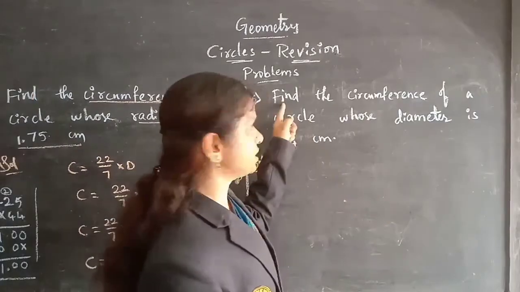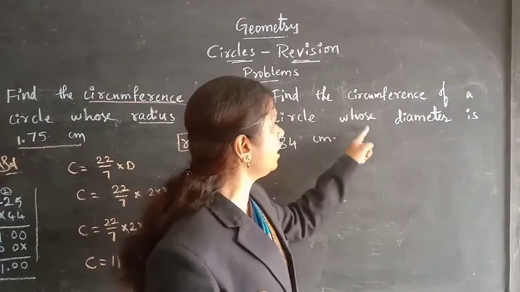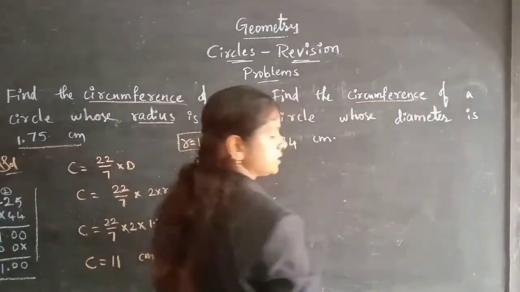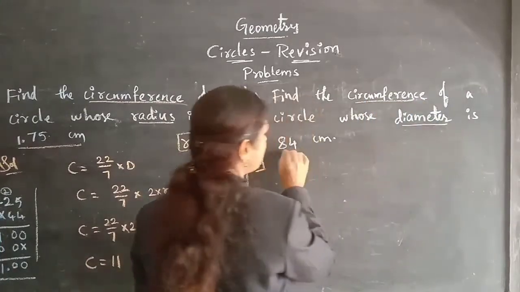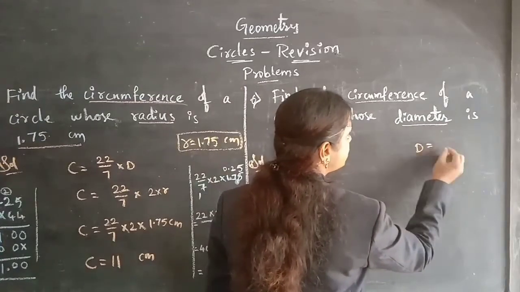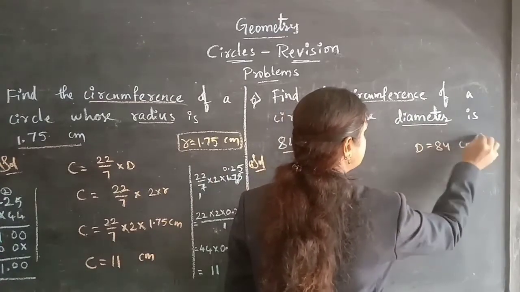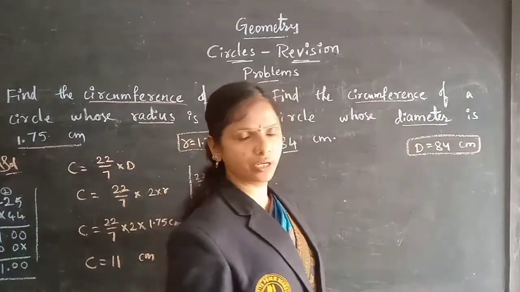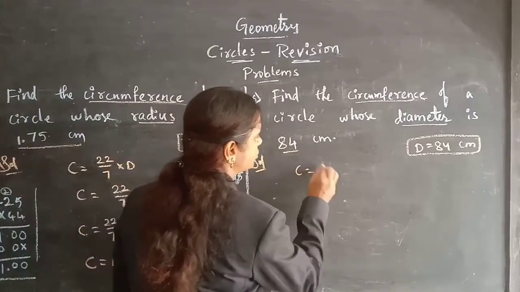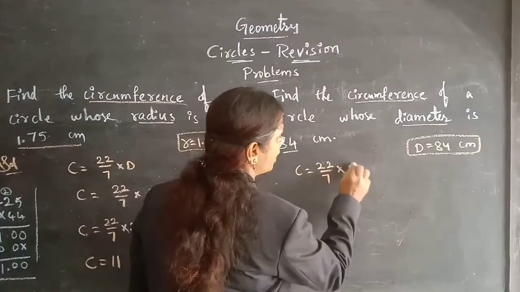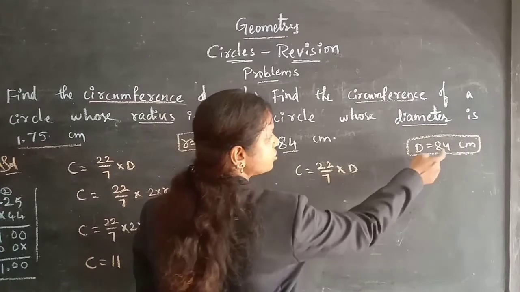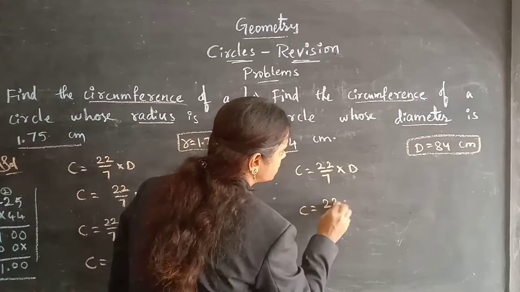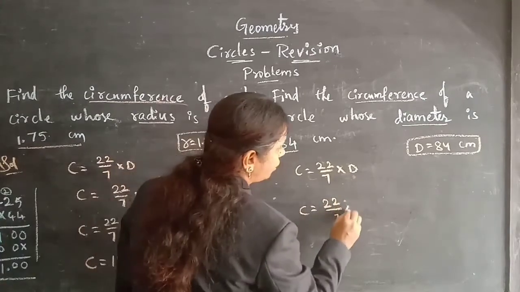Then coming to this problem: find the circumference of a circle whose diameter is 84 centimeters. We need to find the circumference, and they have given the diameter value as 84 centimeters. So diameter equals 84 centimeters is the given value. Now, the formula based on circumference and diameter is circumference equals 22 by 7 into diameter. So we can substitute the diameter value 84 in the formula. So circumference is equal to 22 by 7 into 84.